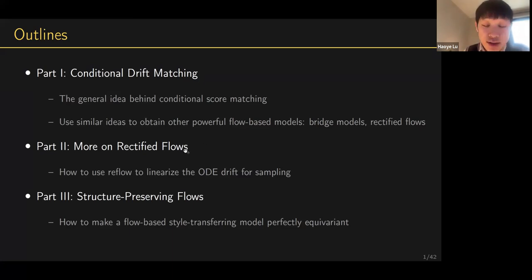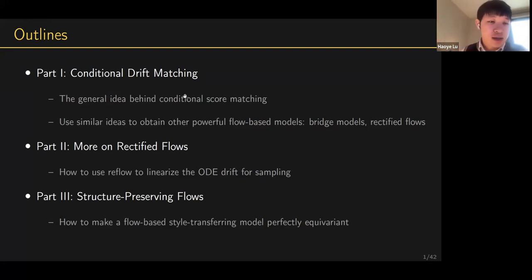In part two, we'll discuss more about rectified flows. In particular, we will discuss how to use reflow to linearize the ODE drift for sampling. And in the third part, I will discuss some of our recent research on structure-preserving flows. It's about how to make a flow-based model, like a style transfer model, perfectly equivariant, which is super important in medical image analysis.